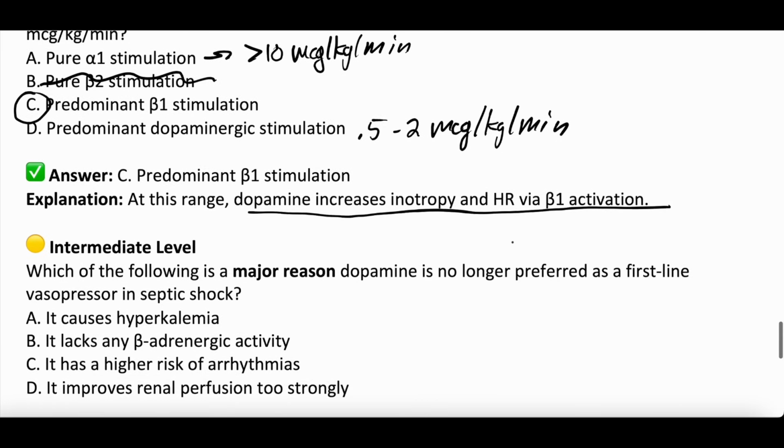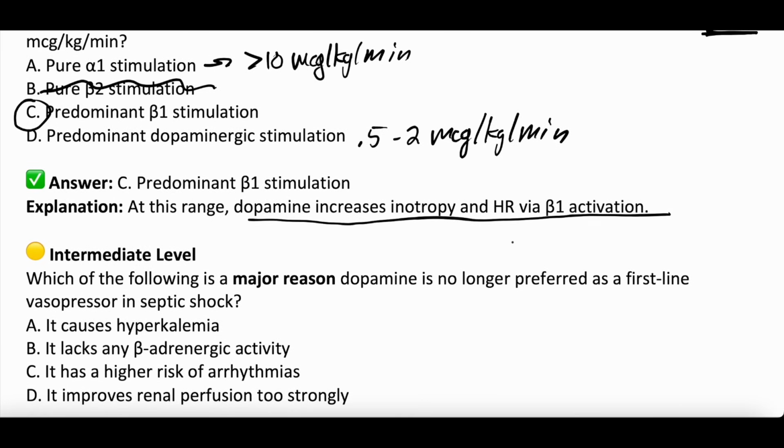All right, intermediate level question. Which of the following is a major reason dopamine is no longer preferred as first-line vasopressor in septic shock? A, it causes hyperkalemia. B, it lacks any beta-adrenergic activity. C, it has a higher risk of arrhythmias. And D, it improves renal perfusion too strongly. All right, pause here if you need more time.